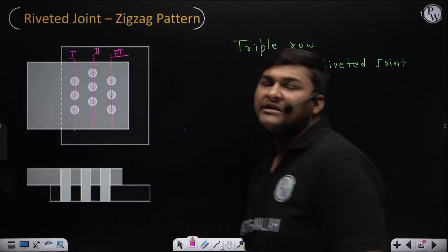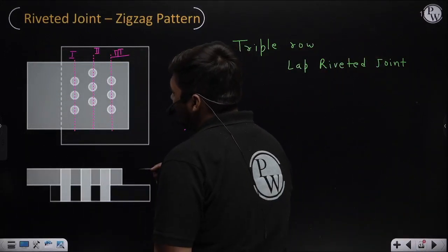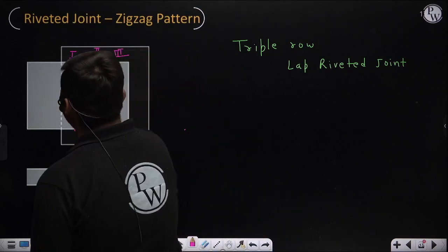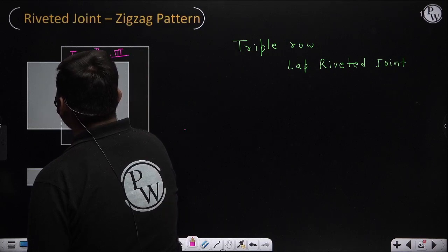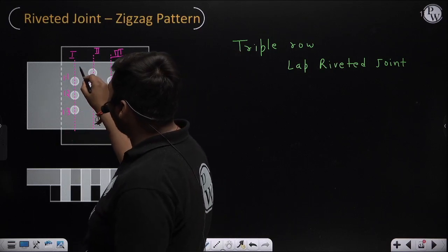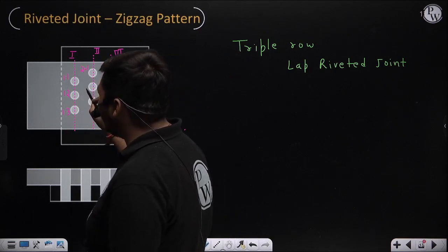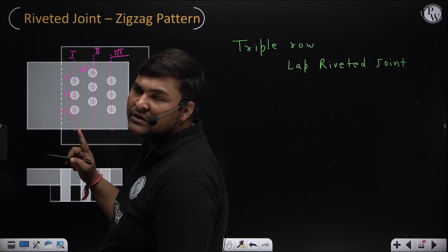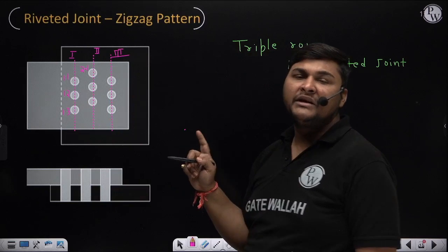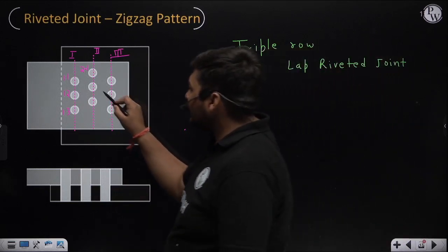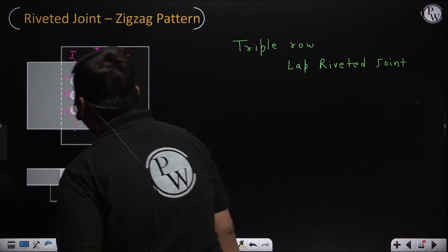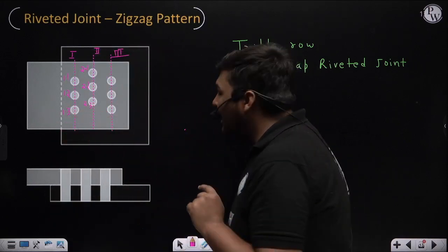Now in this pattern what changes have we made? Suppose this is the first rivet of the first row. I am denoting this rivet as 1.1. This is the second rivet of the first row. This is the third rivet of the first row, that is 1.3. Here you can see it is the first rivet of the second row, that is 2.1. The 2 is representing the second row, and the .1 means it is the first rivet of the second row. It is the second rivet of the second row. It is the third rivet of the second row. Okay. The number of rivets in each row is the same, but what difference is coming here?